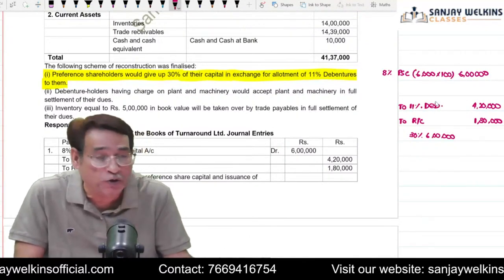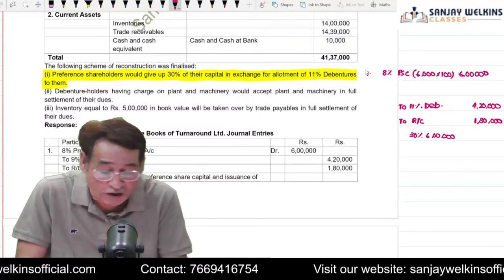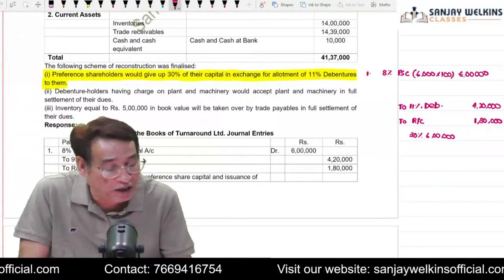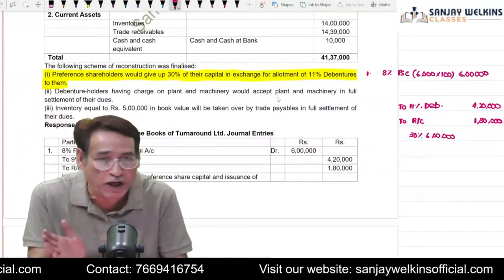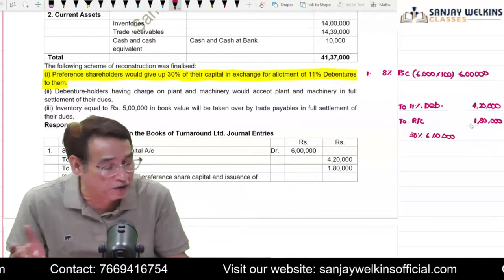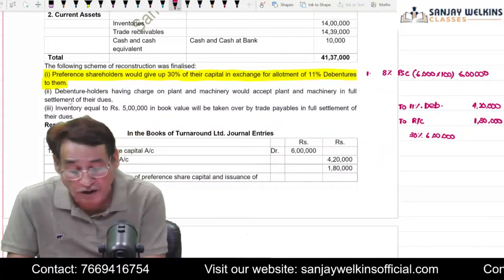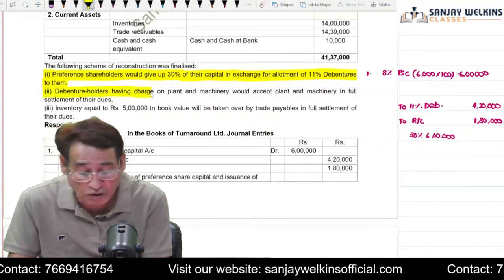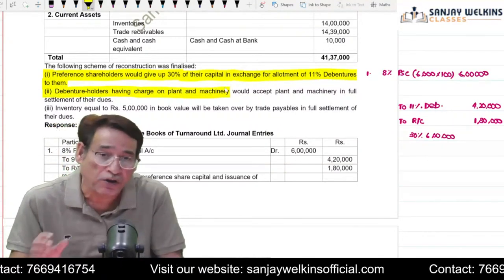This is how you are going to pass the entry if you face such a situation. Is it clear to you or not? That means in the balance sheet, preference share capital will no more exist. And now 11% debenture will come into the balance sheet and reconstruction account will increase by 180. Further, another important transaction given here is a debenture holder having a charge on plant and machinery.